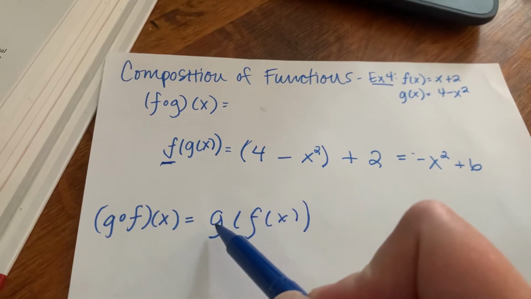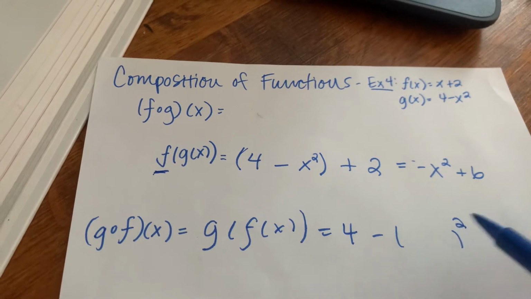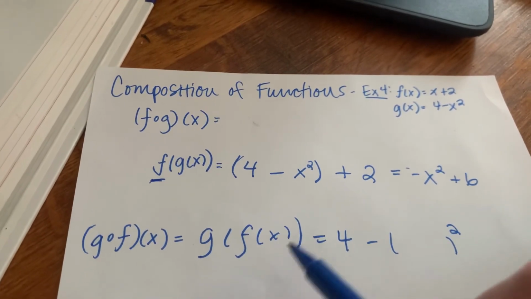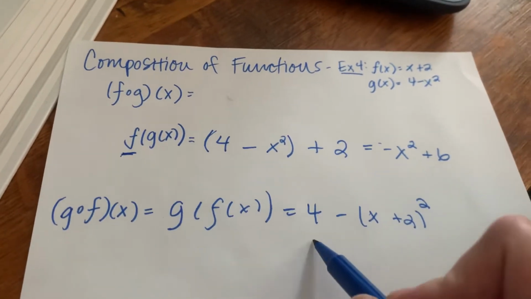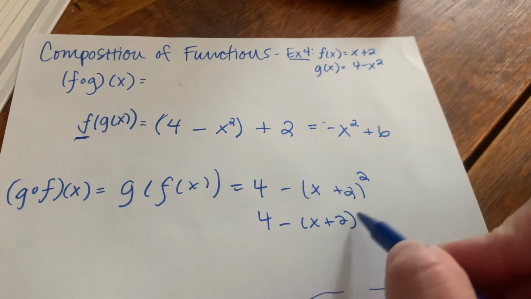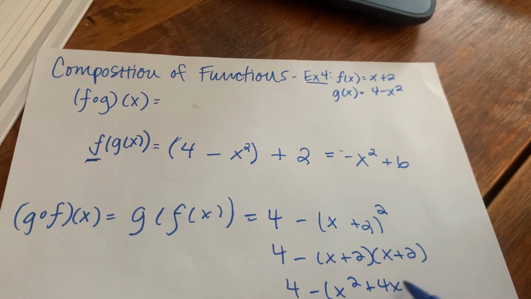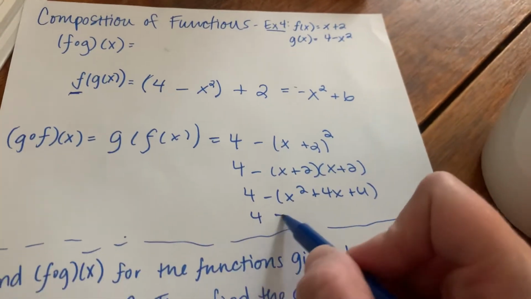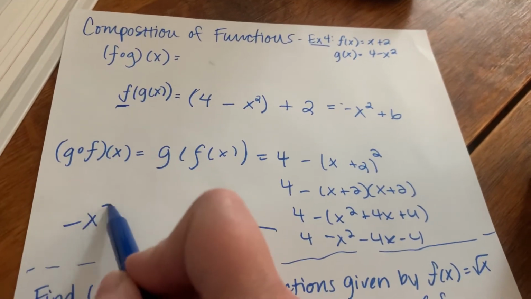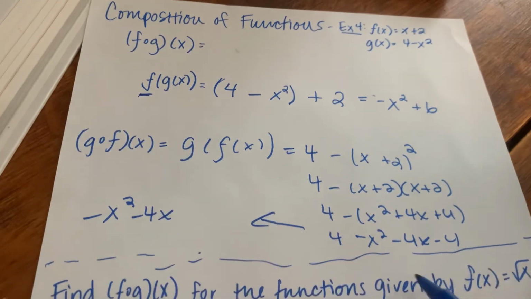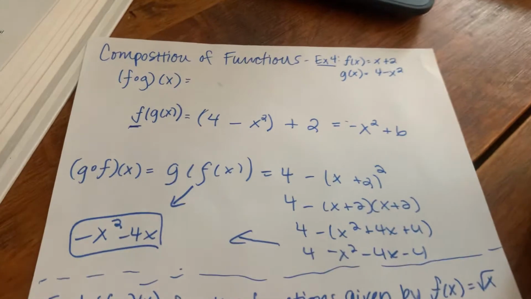Now, if I had it backwards, g of f of x, it's saying, okay, g function is 4 minus x squared. Replace x with f of x. If a quantity is squared, it's a quantity times itself. Then you have to distribute the negative, and you get negative x squared minus 4x. The 4's cancel. Pause the video, rewind if you need to.